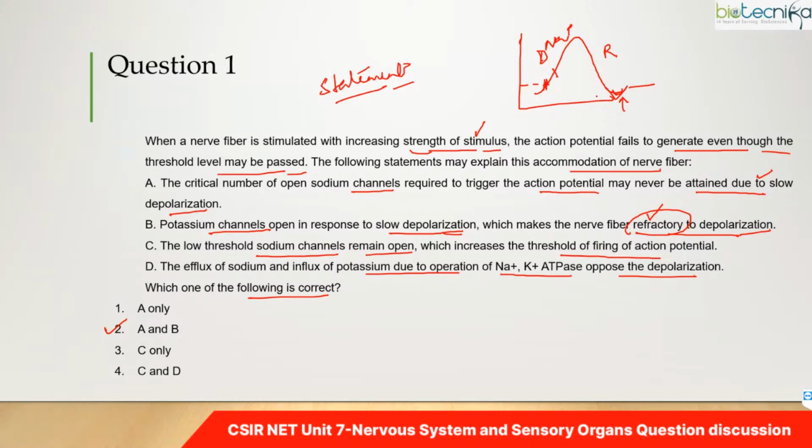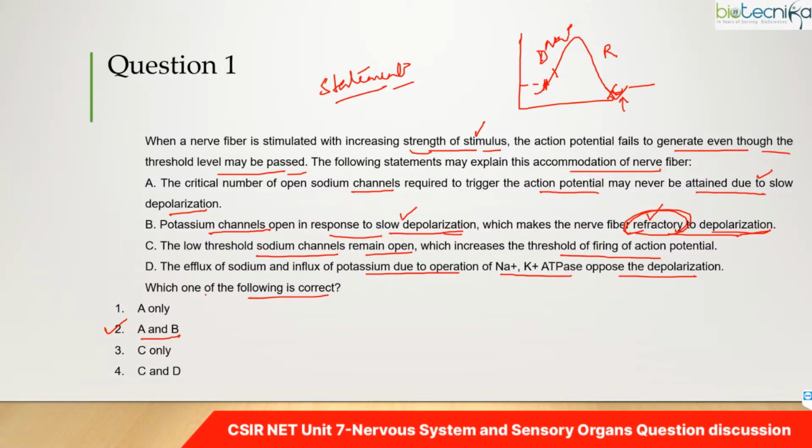Now, to generate another action potential, they are in the refractory phase, so they have to go back to the resting state. Clear? So that is why option B is also correct. Potassium channels open in response to slow depolarization, so that will make the nerve fiber refractory. At that time another depolarization will not occur. So that is another reason why the action potential is not being generated. Clear? So A and B will be the right answers over here.